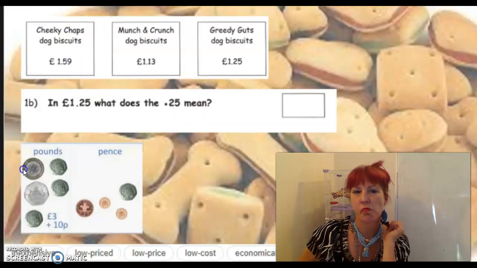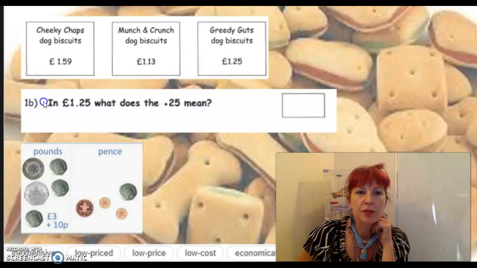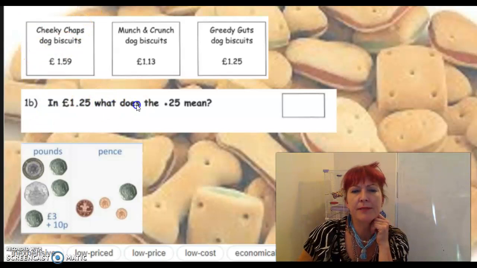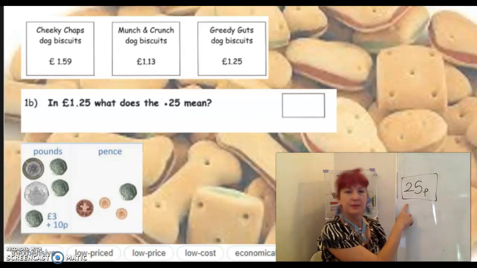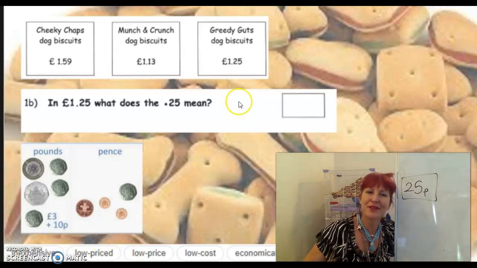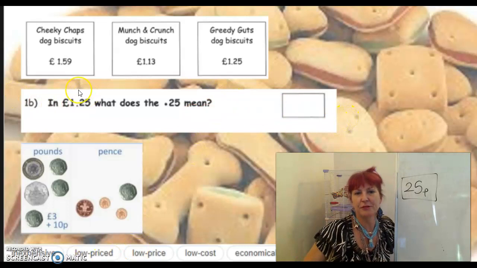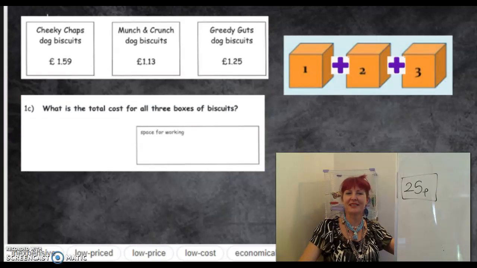Next question. Right, dog biscuits. I like my little dog biscuity background. That's the background. So, in £1.25, what does the 0.25 mean? It means pence. I've written my answer up on the board, 25p. Smaller amounts of money, we say in p or pence. Larger amounts, we use our pounds. Very small space for us to write our answer, so it kind of gives us a clue what type of answer they're actually looking for.